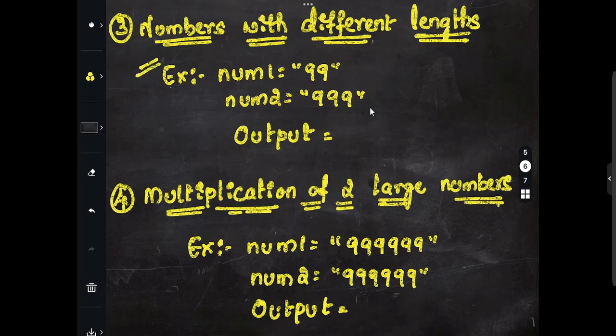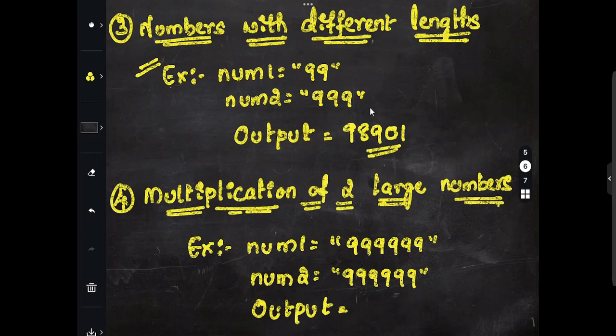So the third edge case we have to consider is numbers with different lengths. 99 into 999 will be 98901 in this case. This is for numbers with different lengths, right?